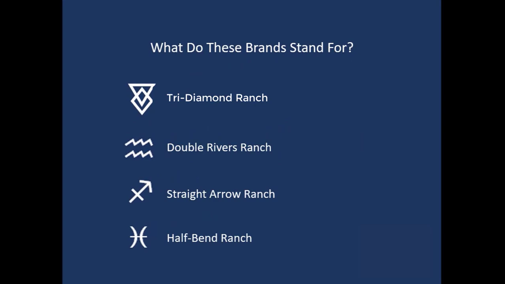What you need is an associated brand message. The first brand is from the Tri-Diamond Ranch. The second brand is from the Double Rivers Ranch. And the third brand is from the Straight Arrow Ranch. And the last brand, the fourth brand, is from the Half Bend Ranch.